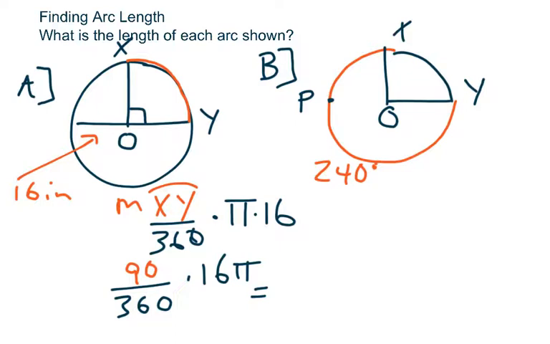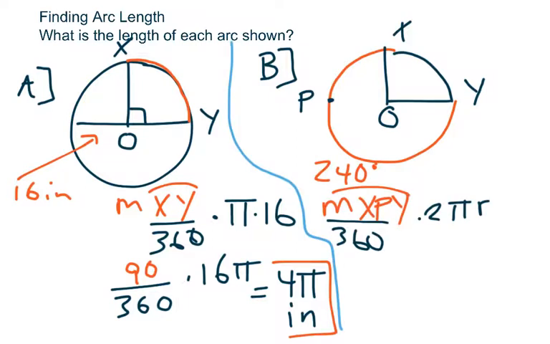I simply rearrange the terms. And if we multiply everything together, 90 times 16 times pi divided by 360, we end up with 4 pi inches. Okay, so that concludes part A. Now let's move on to part B.